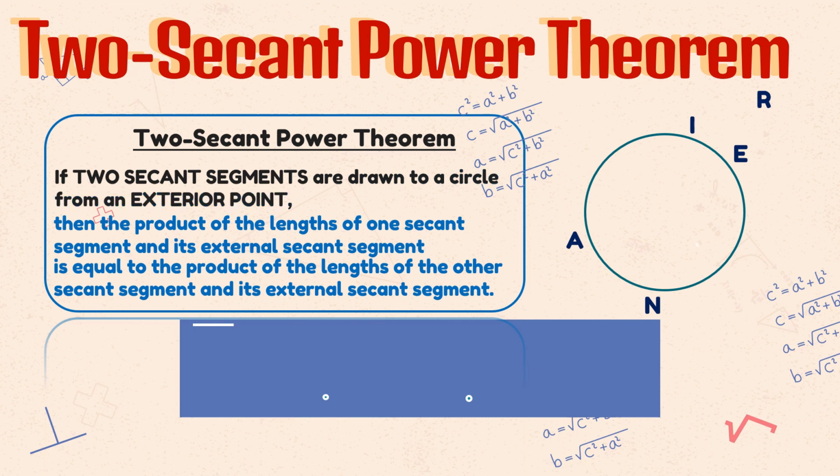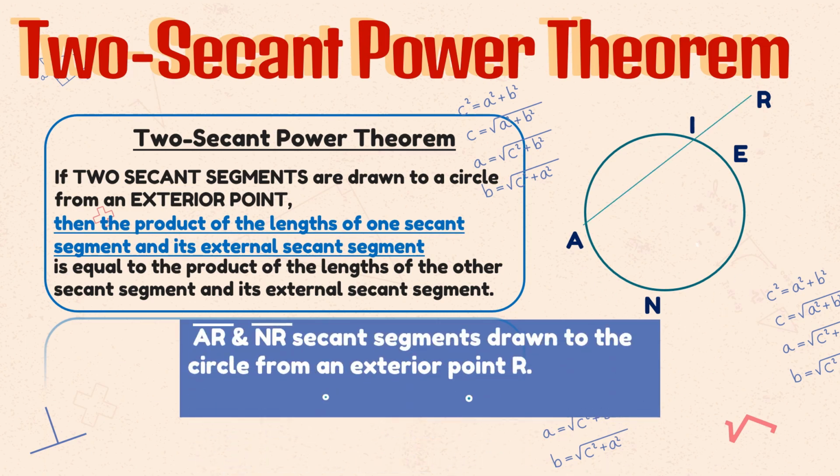Our second power theorem is the two-secant power theorem, which states that if two secant segments are drawn to a circle from an exterior point, then the product of the lengths of one secant segment and its external secant segment is equal to the product of the lengths of the other secant segment and its external secant segment. AR and NR are secant segments drawn to the circle from an exterior point R. AR times IR equals NR times ER.